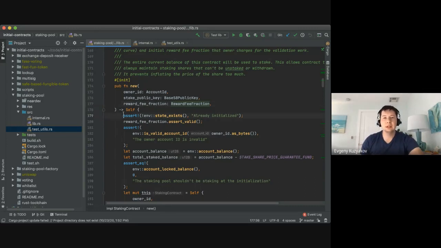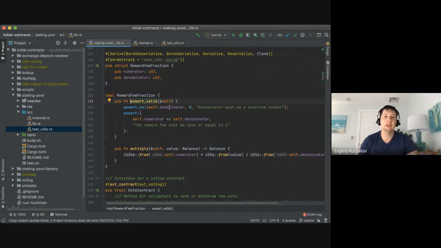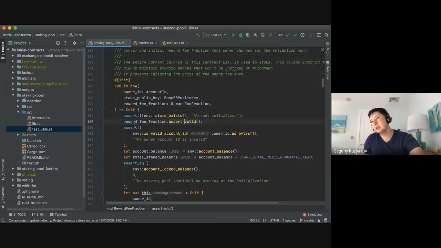So again, standard practice with init is we first check that the state doesn't exist. Then we verify input up to certain things that we can do. So first thing we do, we verify that the fraction is valid, and we check that the denominator is not 0, and also the numerator is less than or equal to the denominator, which makes the fraction less than or equal to 1. This is important to avoid some logic mistakes.